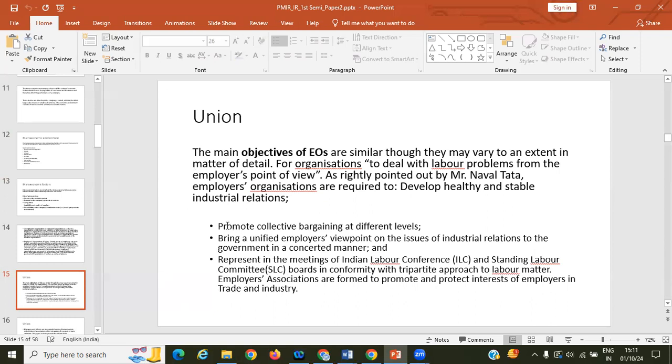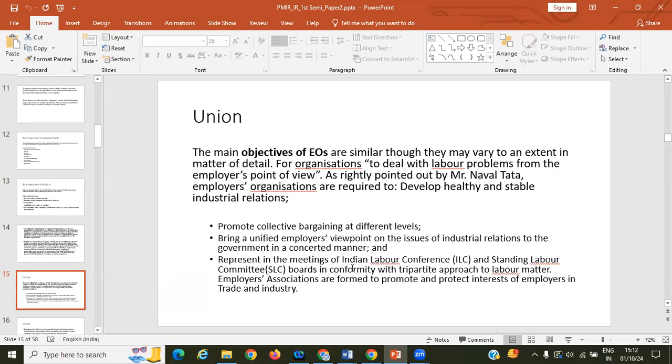This is again the same thing the main union is doing: promoting collective bargaining at different levels, bringing a unified employees movement. A unified movement means everyone is saying the same thing. If 10 people go and discuss, they will tell 10 different things. So one person represents all the 10 people, and he will summarize and talk in one way. That is a unified movement.